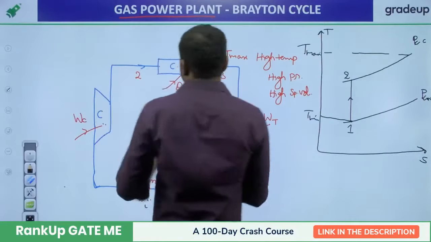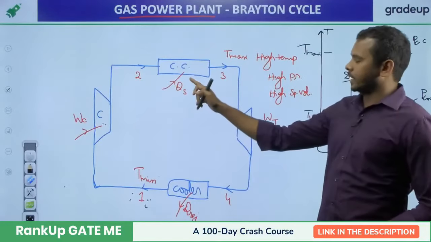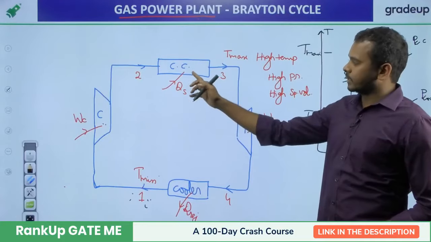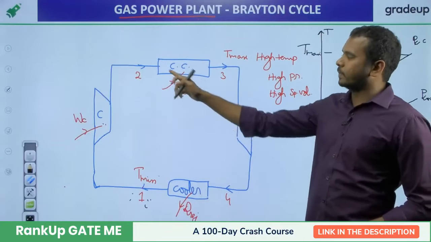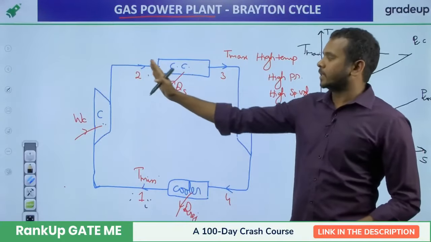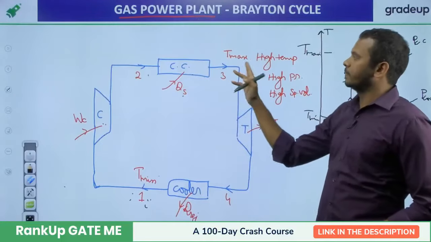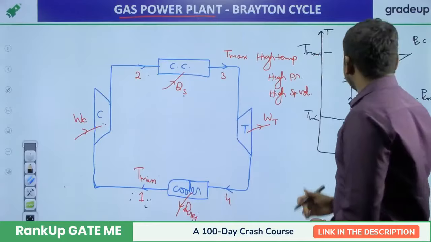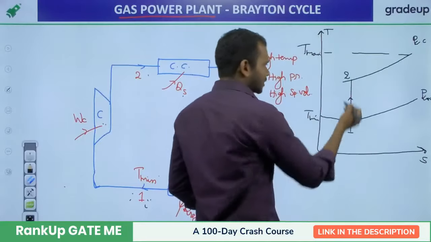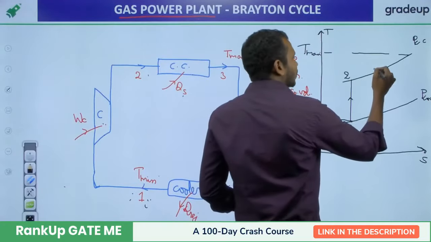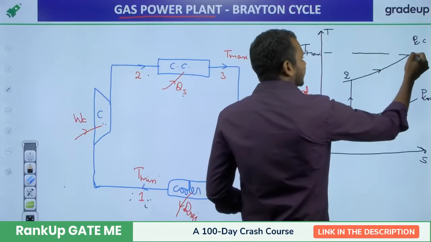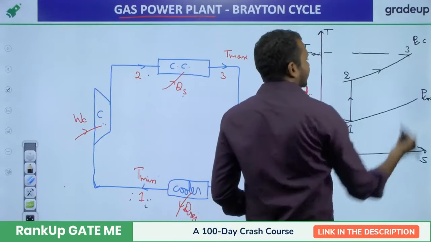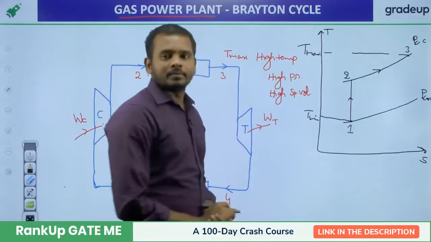Now with the state 2, it enters the combustion chamber. In the combustion chamber we supply heat. This heat will be absorbed by the gas, and on absorbing the heat, the temperature of the gas starts rising and it reaches the maximum temperature of the cycle. Right? So we start supplying heat from the state 2 at constant pressure. So along the constant pressure, it reaches the maximum temperature. Let's say that is the state 3.